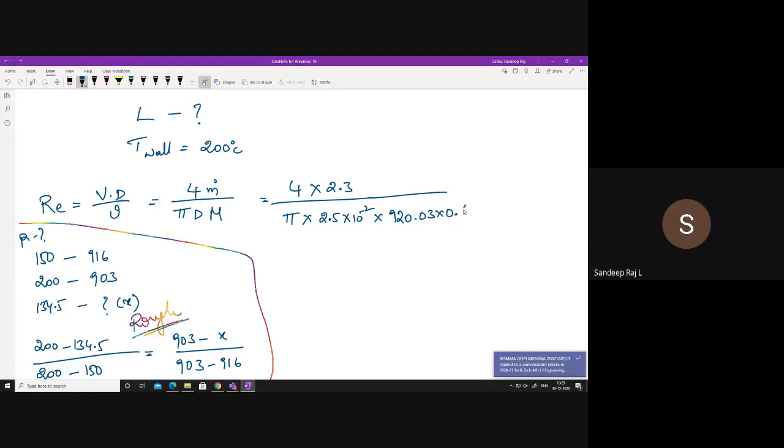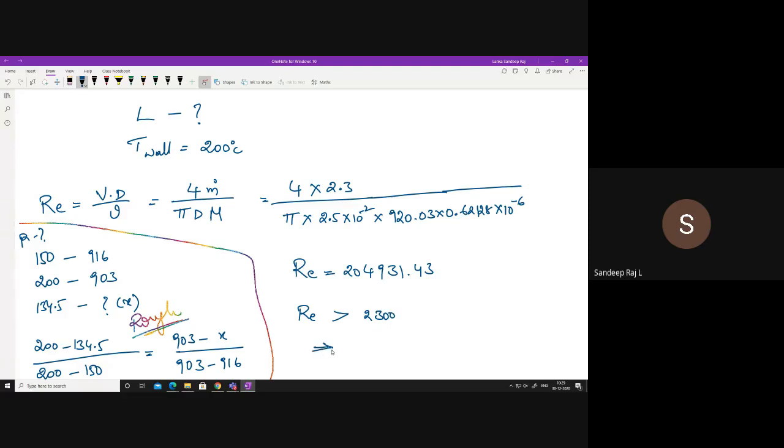920.03 into 0.62128 into 10 to the power of minus 6 is the substitution. Now tell me what is the Re value? 204931.43. So the Re value is greater than 2300, which implies that it is a turbulent flow. Okay, the flow is turbulent.